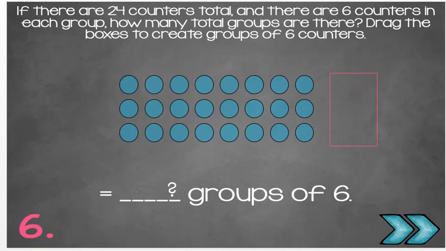And let's try the last one. Here we have 24 counters, and we are putting them into groups of 6. So we have 1 group, 2 groups, 3 groups, and 4 groups. So we have 24 can be split into 4 equal groups of 6.